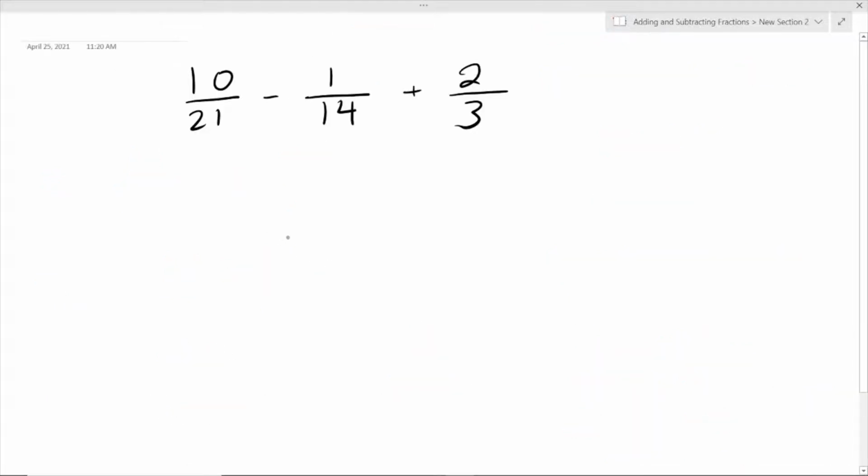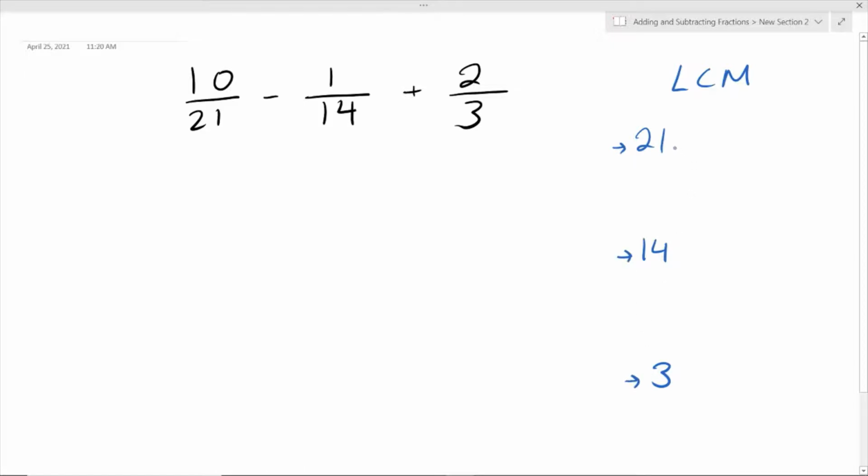So now say we have a question that looks something like this, and we are trying to find the common denominator for these fractions, okay? So what we can do is find the LCM, the lowest common multiple. So here we have 21, to find the lowest common multiple for 21, 14, and 3. So I'm just going to put this down as the first one.